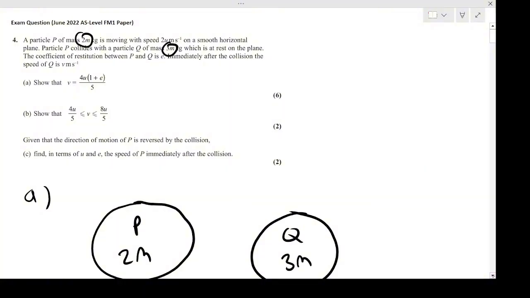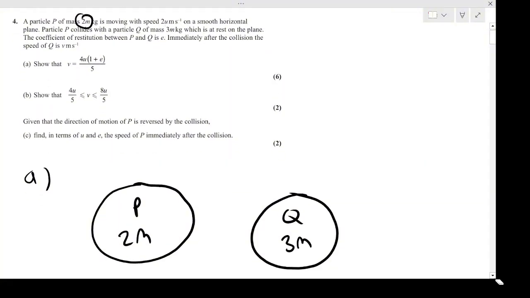Okay. Then we label my speeds. So I'm told that for P, it has speed 2u. So it's going to go towards Q with speed 2u. And actually for Q, it's at rest. So that means initially it has 0 speed. Okay. Hopefully happy with this.